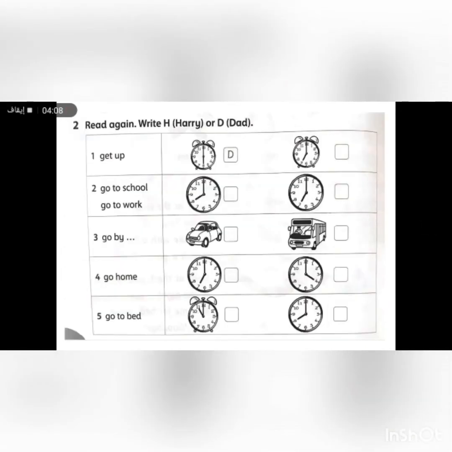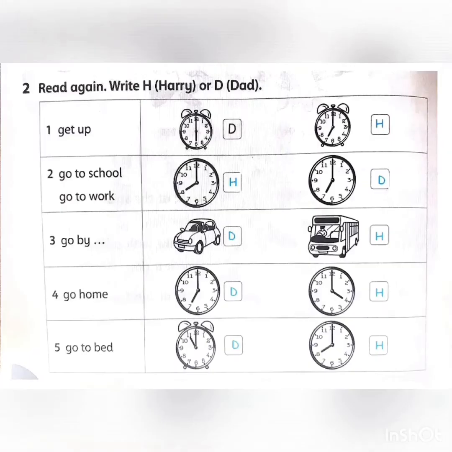Exercise number 2. Read again. Write H, Harry, or D, Dad. For example, number 1. He gets up at 6 o'clock. Dad. He gets up at 7 o'clock. Harry. ورح نكمل بنفس طريقة الحل.